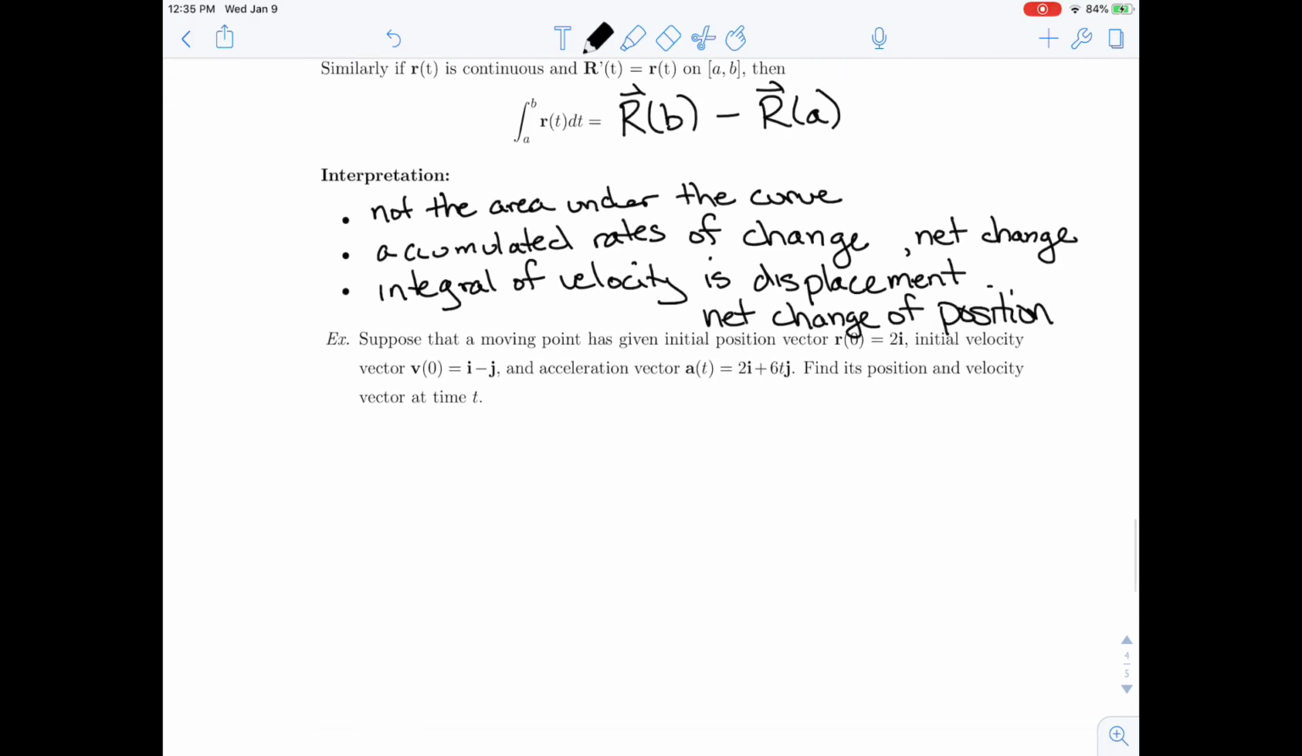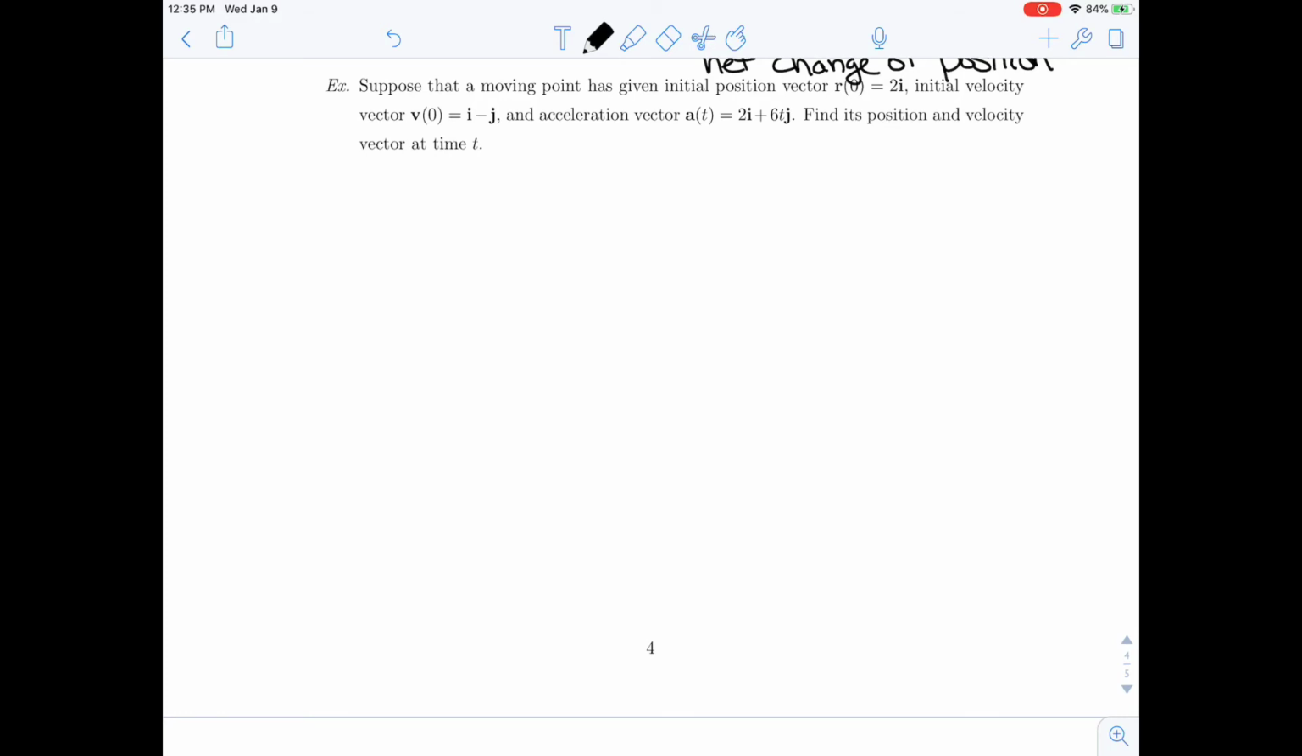Okay, so let's do one last example. Suppose that a moving point or object has a given initial position vector r of 0, which is 2i. And it has an initial velocity vector v of 0, which is i minus j. And finally, we define the acceleration vector to be 2i plus 6t j. Now we want to find the position and velocity vectors given that we know the acceleration. Acceleration is going to be 2, 6t if we want to write it as a vector instead of the components i and j.